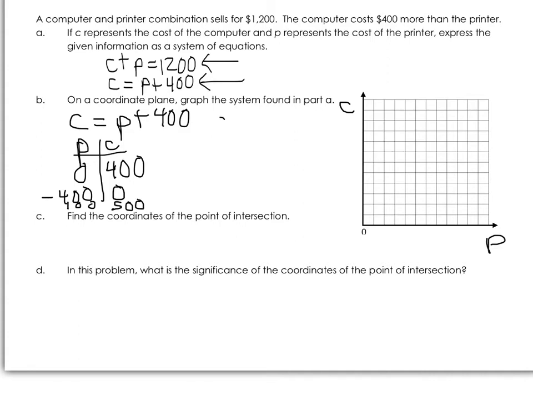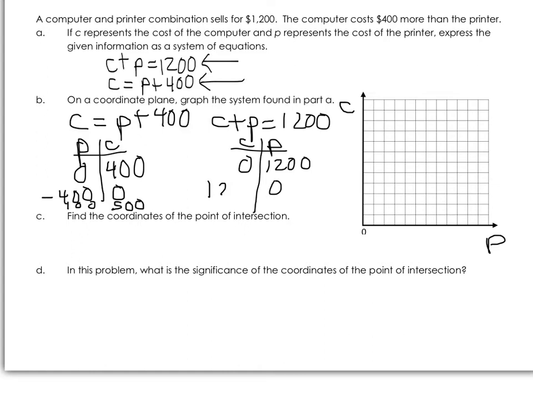Our other line is c plus p equals 1200. It's in general form, so we can graph this using our c and p intercepts. If we let c be 0, p is 1200. If we let p be 0, c is 1200.